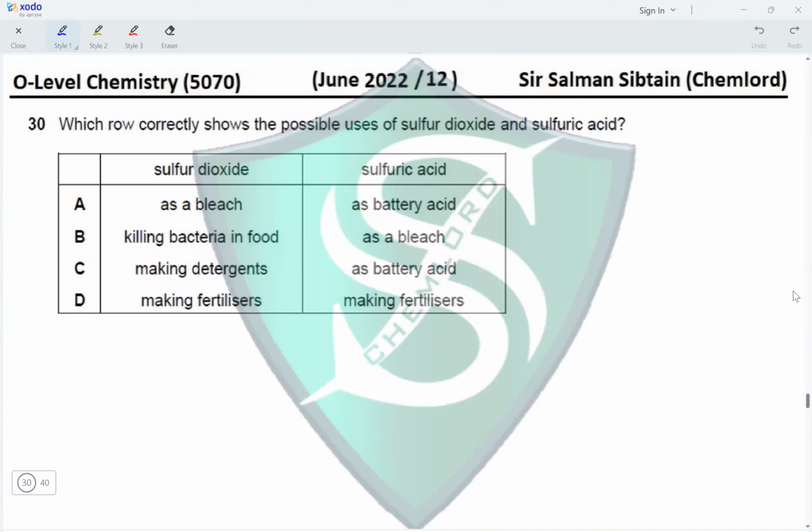Question 30. Which row correctly shows the possible uses of sulfur dioxide and sulfuric acid? Okay, let's see. Sulfur dioxide is used as a bleach. Yes. It is used for killing bacteria in food. It is a food preservative. Yes. It is used in making detergents. No. In making fertilizers. No. Sulfuric acid is used as a battery acid. Yes. As a bleach. No. As a battery acid again. Yes. In making fertilizers. No. So we end up with option A having both the chemicals having their correct uses. So option A becomes the correct option for this question.